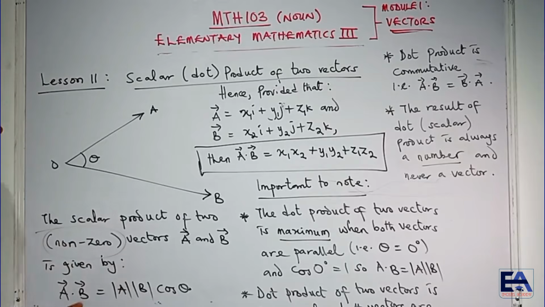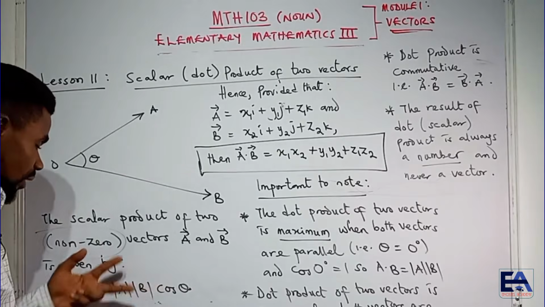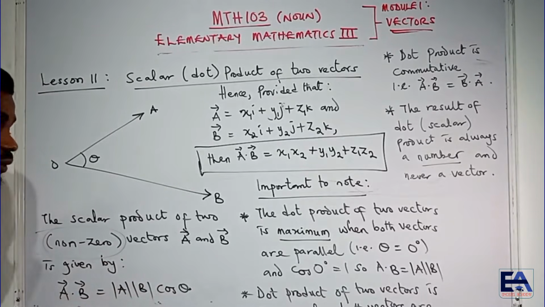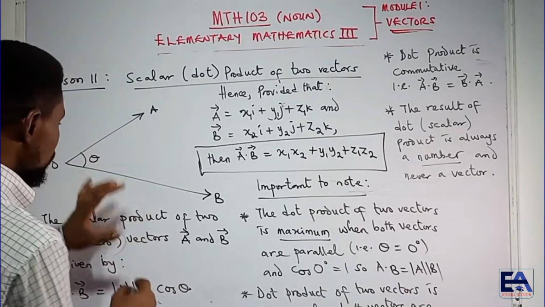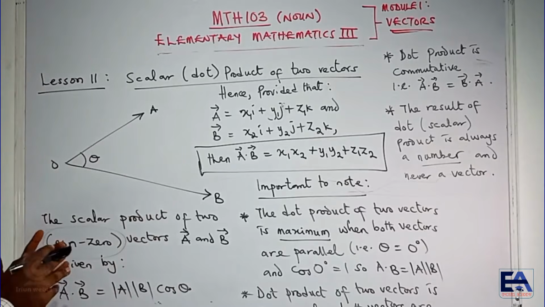All right, and then look at this clause here, non-zero. Non-zero means none of the vectors must be a zero vector for us to be able to get the scalar product or the dot product of the two vectors. None of the two vectors must be a zero vector. Please take note of that condition.